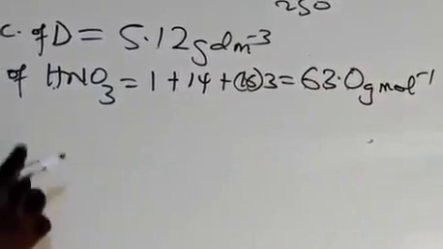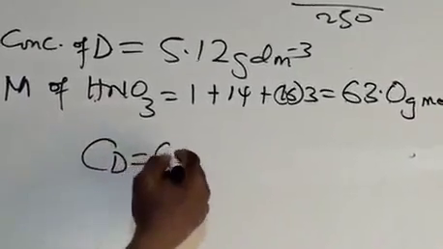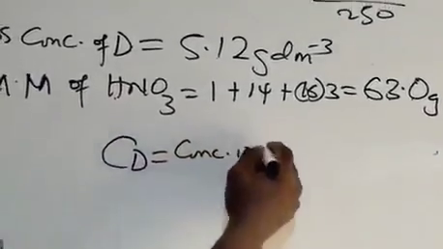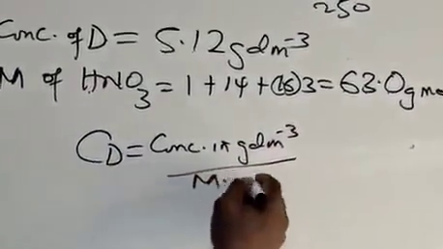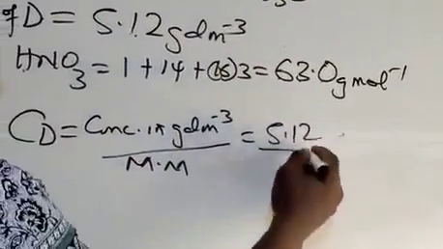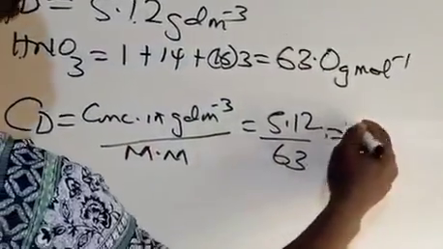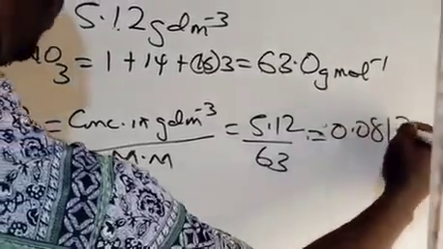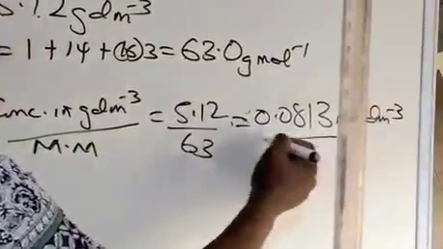So we're looking for the concentration of D, the conc of D in mole per dm³, given by the conc in gram per dm³, which is the mass concentration, all over the molar mass. So that becomes 5.12 over 63. Making substitution, we now have the answer as 0.0813 mole per dm³. This value is given also to 3SF.